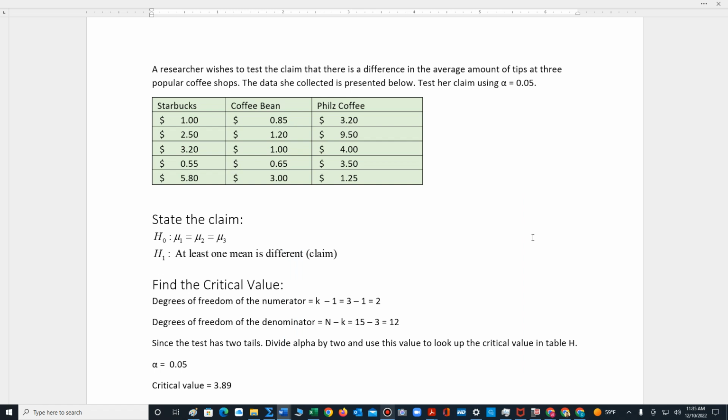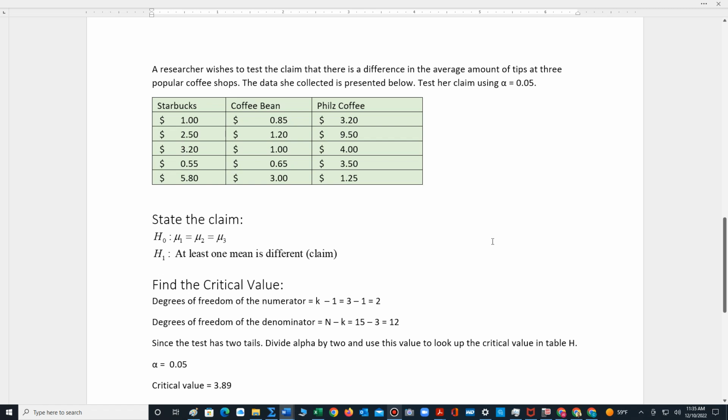A researcher wishes to test a claim that there's a difference in the average amount of tips at three popular coffee shops. The data she collects is presented below. Test the claim using alpha equal to 0.05. So we have three different tip amounts per customer for three different coffee shops.